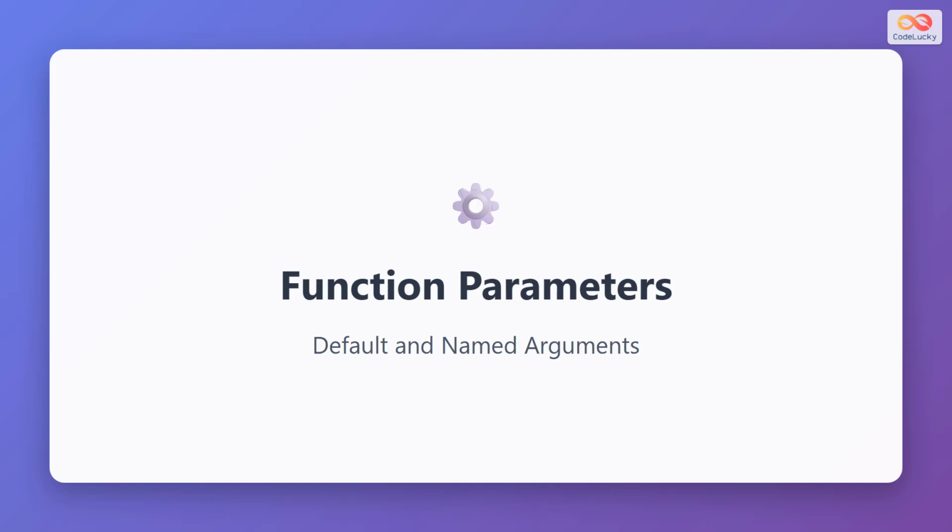Welcome to this lesson on function parameters in Kotlin. Today, you'll learn about two powerful features: default parameters and named arguments. These features make your functions more flexible and your code easier to read and maintain.